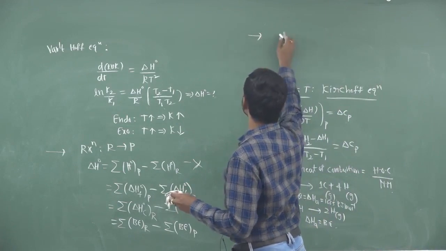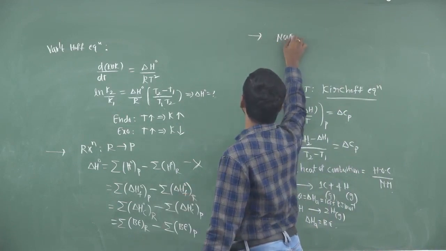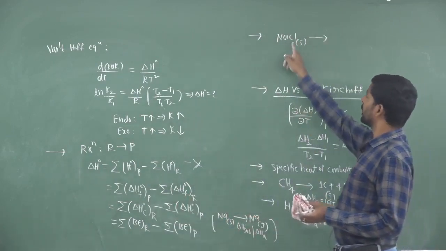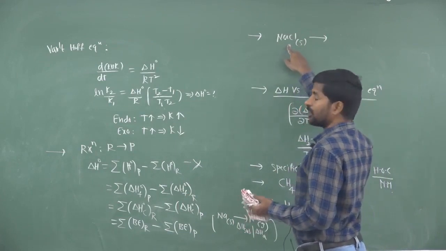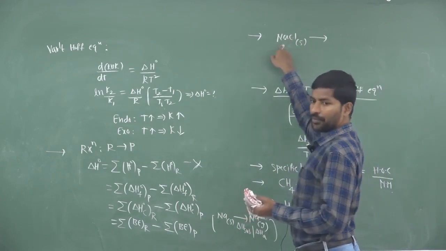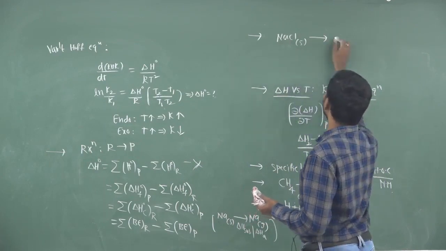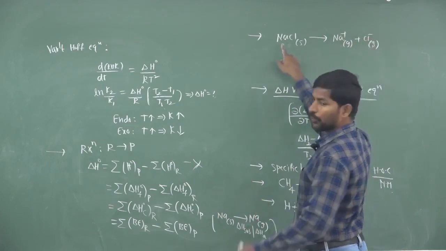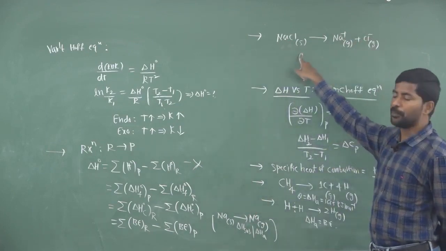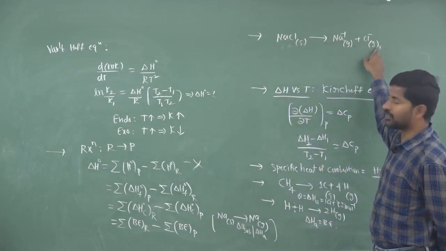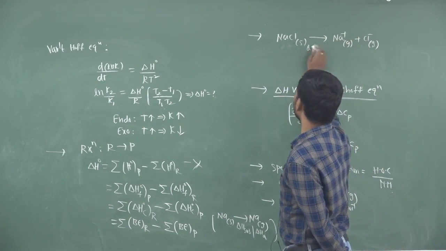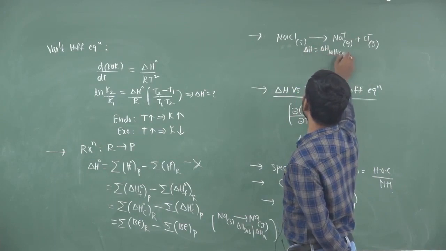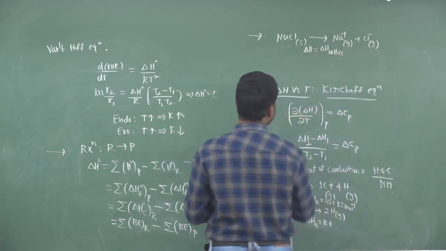Next, lattice energy. What is lattice energy? We follow it for ionic solids. It is the energy required for the complete dissociation of 1 mole of ionic solid into its constituent ions in the gaseous state. Whatever the amount of heat required for this process, or the change in enthalpy during this process, is called lattice enthalpy.